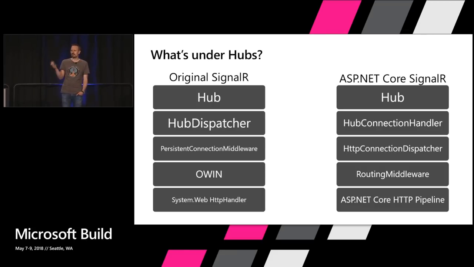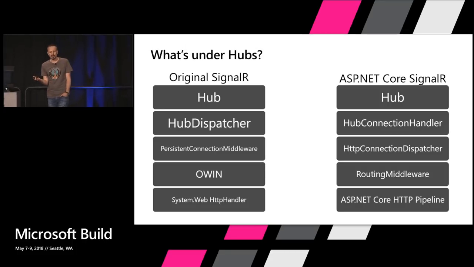Everyone remember Katana, right? That was this thing that we did on top of OWIN. So OWIN was how you plugged in this whole thing on top of some type of server. And then if you're running on System.Web, we had an HTTP handler that plugged into OWIN, right? So that was your full stack that got SignalR running on top of ASP.NET in the existing world.